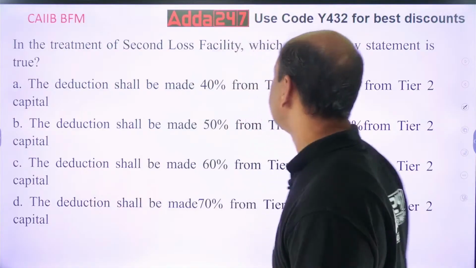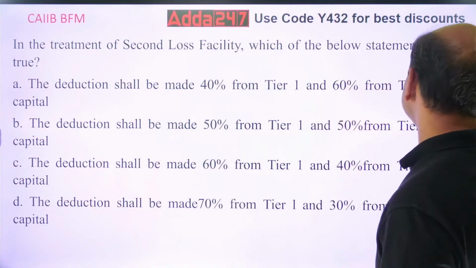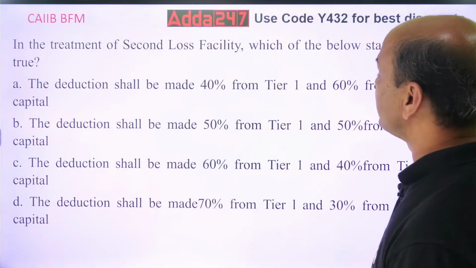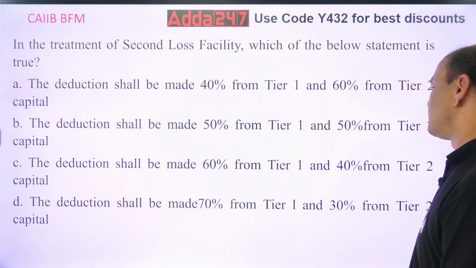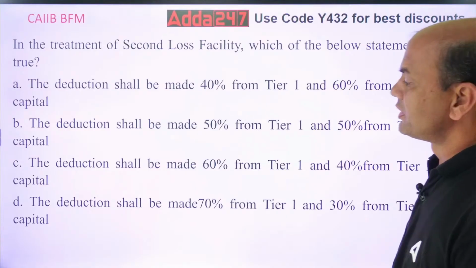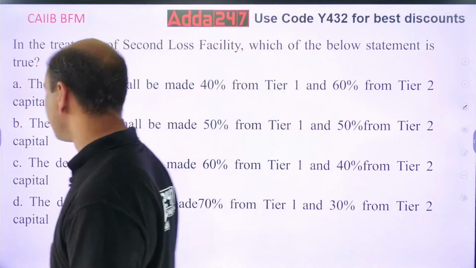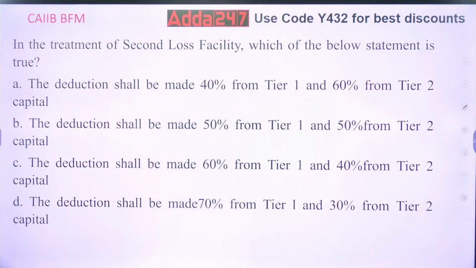The deduction shall be made 40% from tier 1 and 60% from tier 2. The deduction shall be made 50% from tier 1 and 50% from tier 2. The deduction shall be made 60% from tier 1 and 40% from tier 2. Similarly, the last one, 70% from tier 1 and 30% from tier 2. So which one is true?